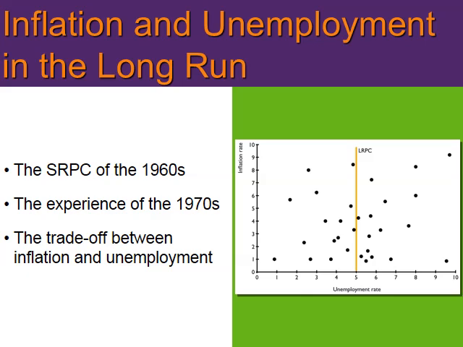This presents us with the idea of the long-run Phillips curve. Notice that the long-run Phillips curve is a vertical line. Notice here it is drawn at the unemployment rate of 5%. You may remember that 5% is an estimate of the natural rate of unemployment.